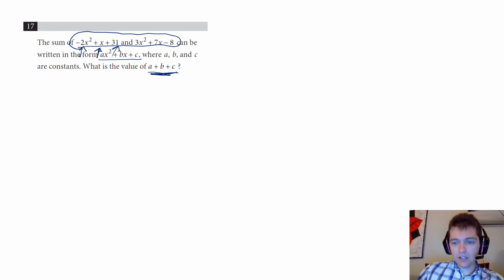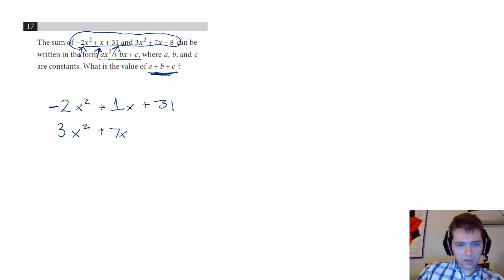Let's go ahead and do that. It's easier to write these as one over the other sum. So we'll do negative 2x squared plus, it's easier if you just see this as 1x, plus 31 over, here's your second equation, 3x squared plus 7x minus 8. So go ahead and take the sum of these two things. Negative 2 plus 3 is equal to 1x squared plus 8x plus 31 minus 8 is 23.